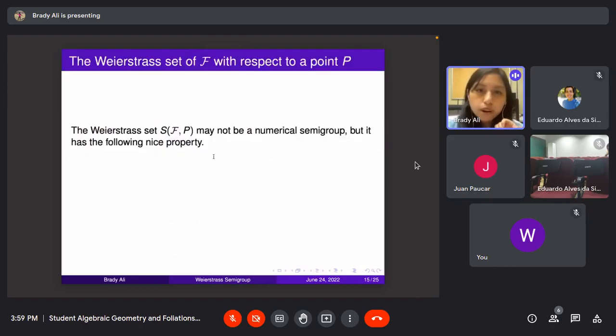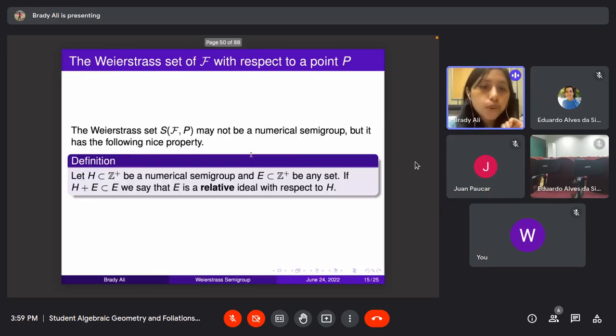So now we wonder if this set is a numerical semigroup. It turns out that this is not a numerical semigroup. However, it satisfies this property. When we have H a numerical semigroup and E any set, then we say that E is a relative ideal with respect to H if H plus E is a subset of E.